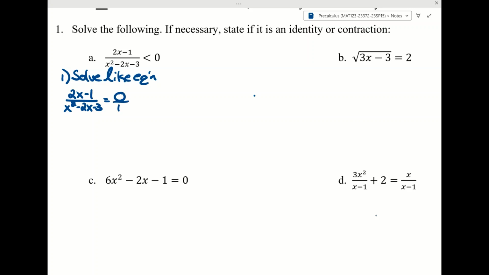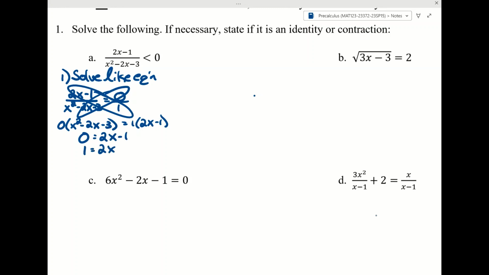Cross multiply just means you do 0 times the denominator here, and set that equal to 1 times 2x minus 1. You just get 0 is equal to 2x minus 1. Bring the 1 over and divide by 2. You get x is 1/2.